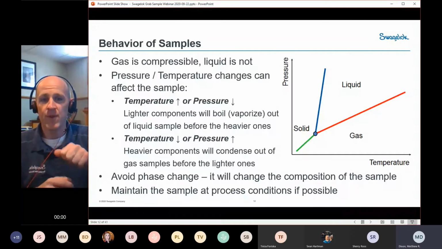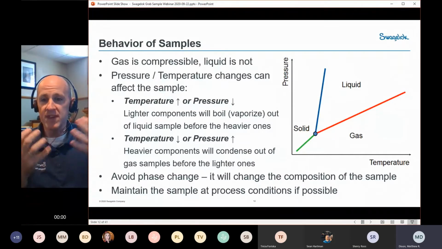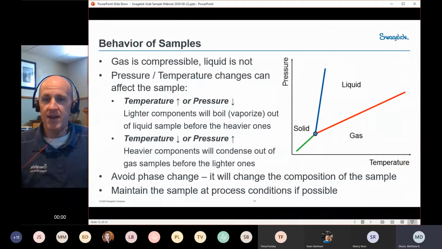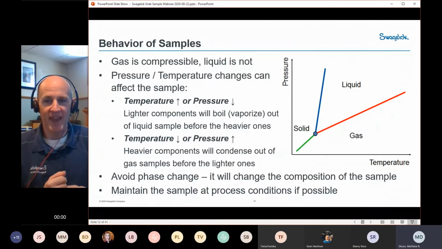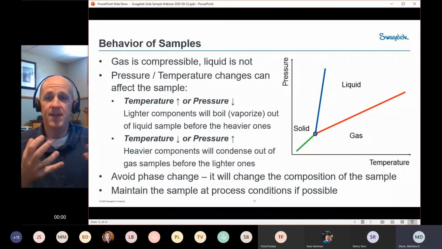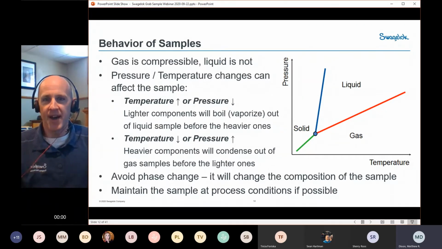Very much the same as when you open up a can of soda, and now all of a sudden you've decreased the pressure, and all that carbon dioxide that's been dissolved in the liquid all of a sudden starts rushing out of it. Same thing can happen with our sampling container. So that's why we want to maintain that sample at the process conditions where we can, because we don't want all those light components, that methane, or in the case of the soda, that carbon dioxide to come out of our sample, because once that happens, now we fundamentally changed our sample and we can't get it back.